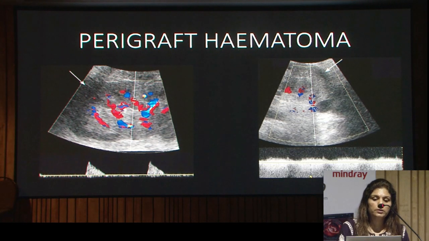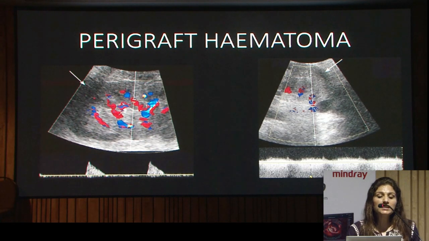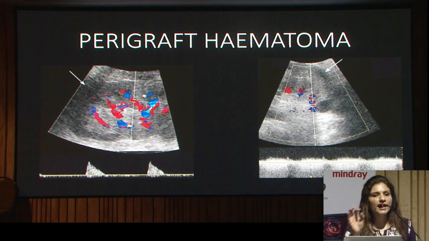Perigraft hematomas, this is from the OT. I think Chinchole sir and Sir Abhay Mahajan sir were there when we did this case. We were called in the OT, and there was a big subcapsular hematoma. They had just closed it, and there was a huge subcapsular hematoma.